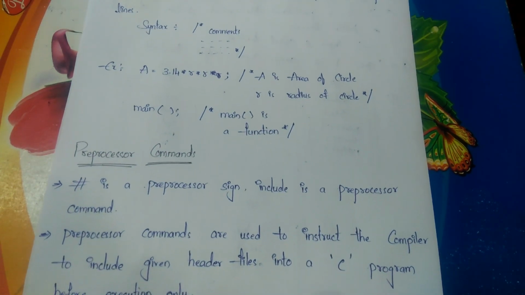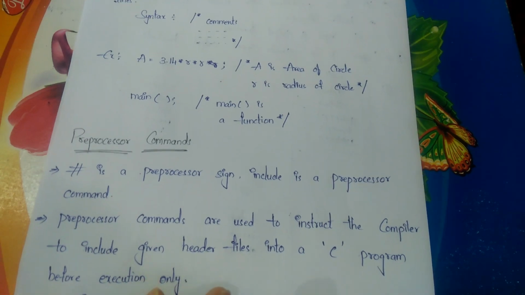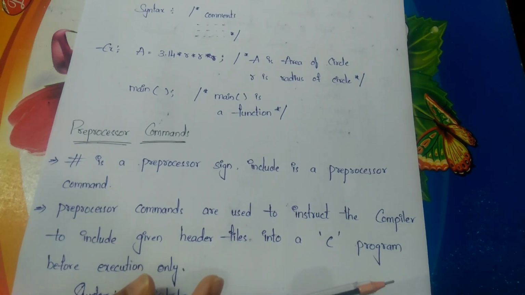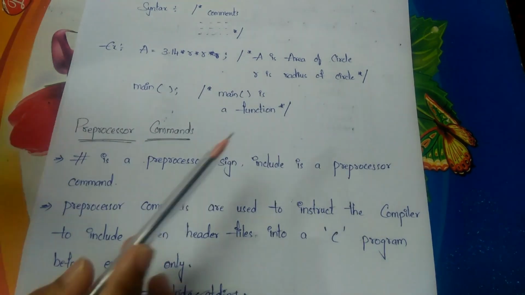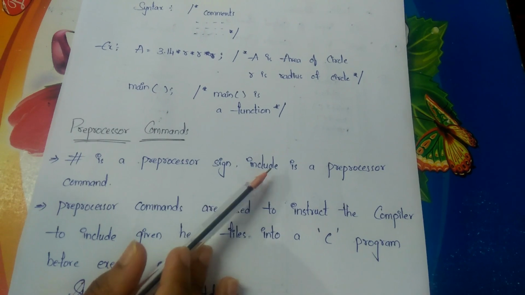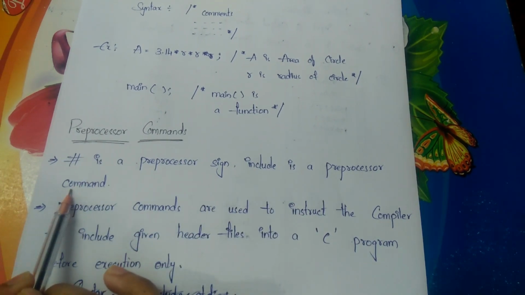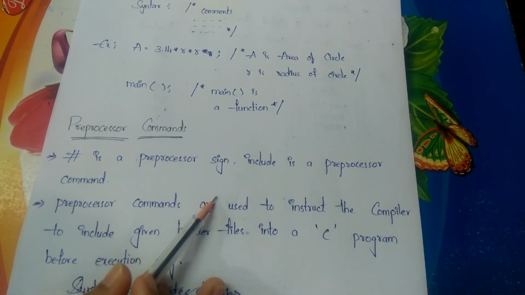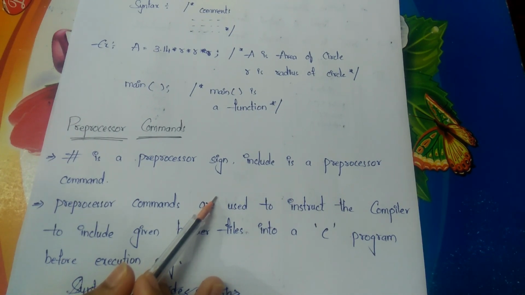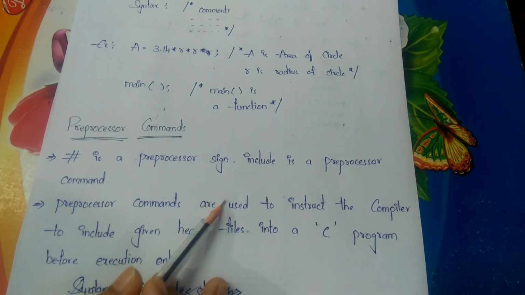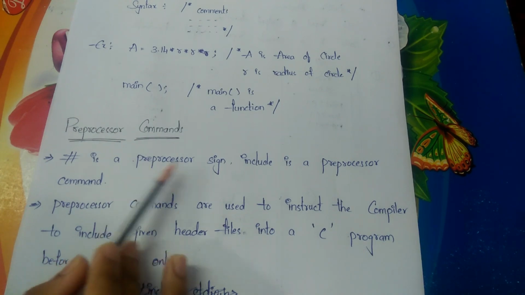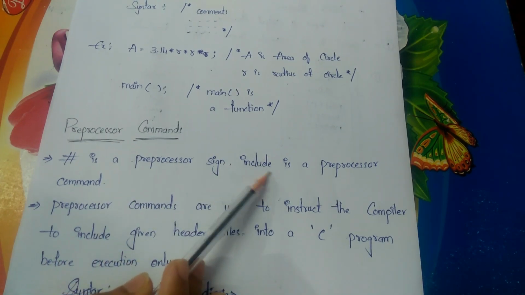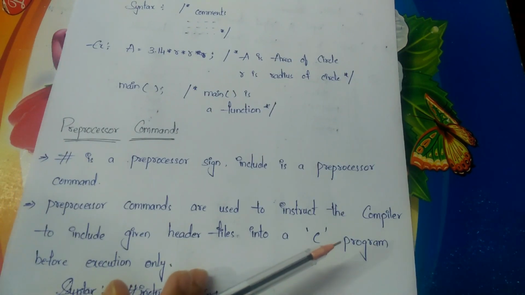In the documentation section we write the comments. The next one is preprocessor commands. In the preprocessor commands, hash is a preprocessor sign and include is a preprocessor command. We use them to include header files, like hash include stdio.h and hash include math.h. These are header files. Hash is a preprocessor sign, whereas include is a preprocessor command.